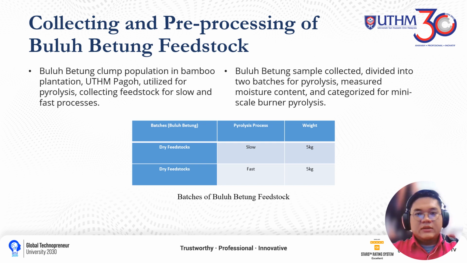But at the same time, the moisture content of the dry and raw feedstock is to be measured, and it can be categorized for mini-scale burner pyrolysis. As you can see in this table, the only feedstock involved in this research is dry feedstock that is obtained after sun drying the Buluh Betung itself. And then once the moisture is taken out, we can subject these two batches of feedstock to slow and fast pyrolysis, with both of them having the same weight of 5 kilograms.